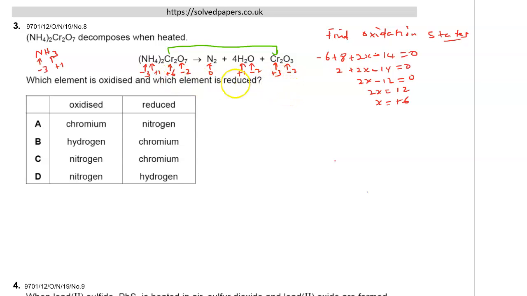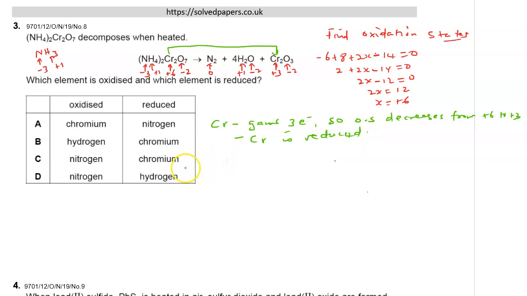So the oxidation state of chromium decreases from plus 6 to plus 3, it must gain electrons. So chromium gains 3 electrons. So the oxidation state decreases from plus 6 to plus 3. So what do we say? Chromium is reduced. Gain of electrons is reduction.